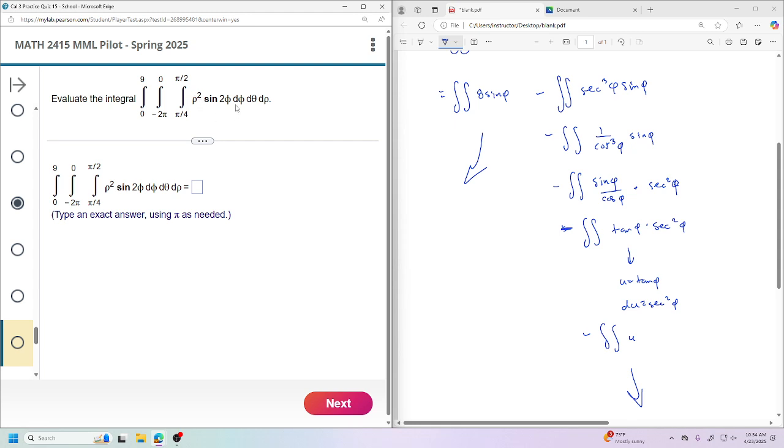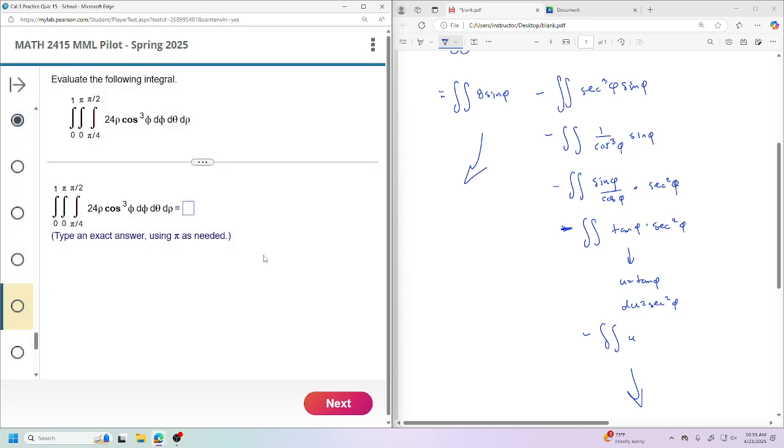This one is a little different. See this 2 in the front here? That's not any harder to integrate, but you have to remember to do it. I guess you could say u sub, but really it's just divide by 2. Cosine cubed. This is on there for sure, because I specified the cube in my formulas. So now you have a formula for that as well.